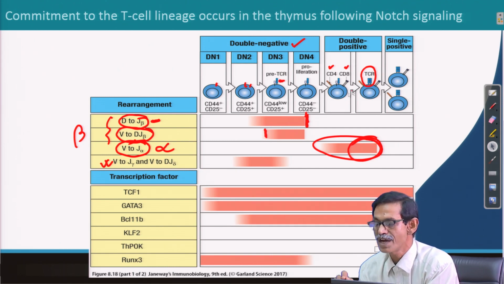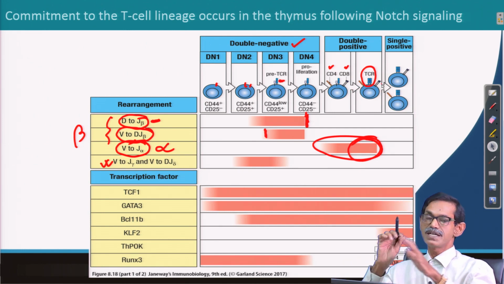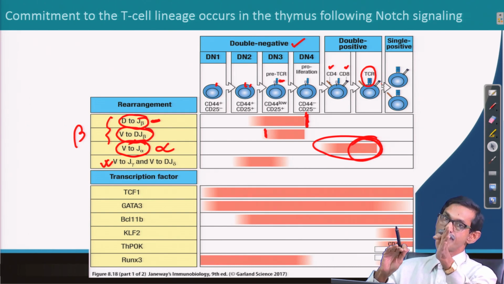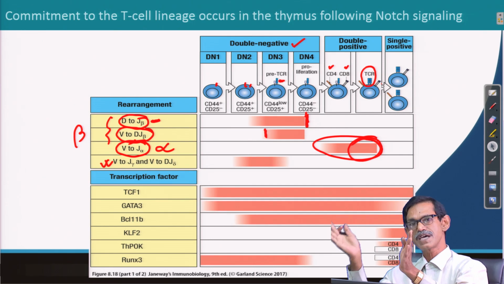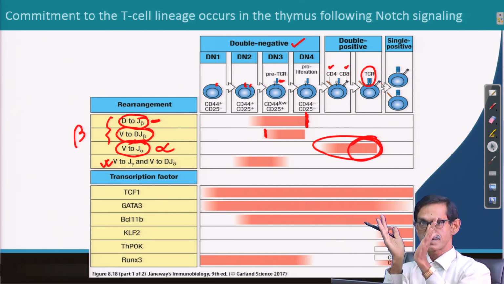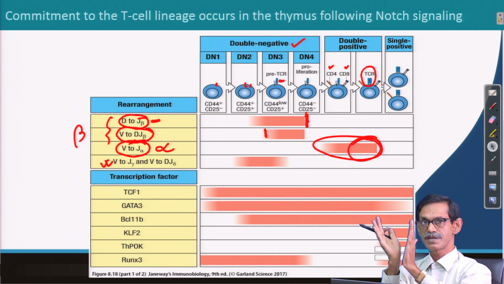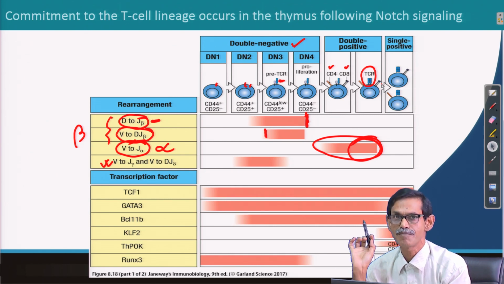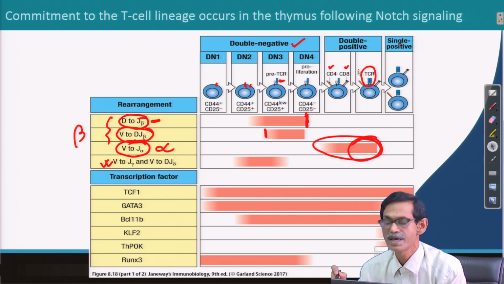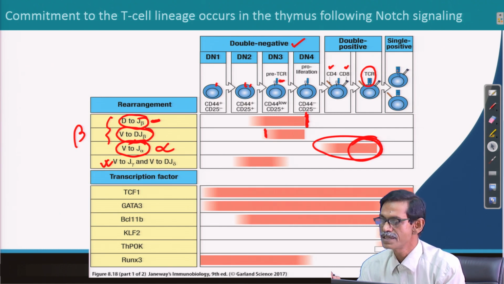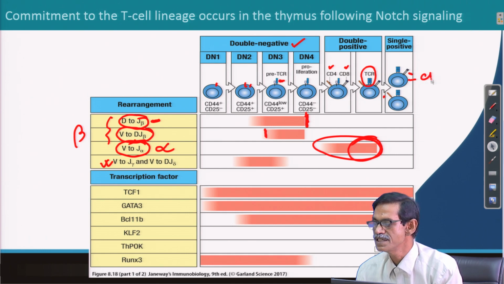At the final stage of double positive, CD4 and CD8 both are there, that means the T cell has not yet decided whether it will be a helper cell or a cytotoxic T cell. They have both, they will go either this way or that way. But the TCR is already completed. This is the double positive one. Then single positive, that means one is turned off, the TCR will be there, and it will be either CD8 or CD4. This is CD8 and this is CD4.